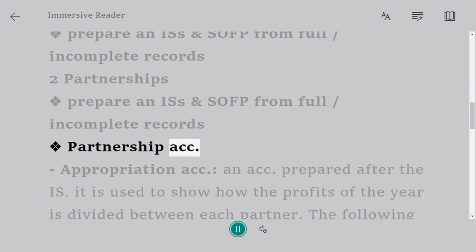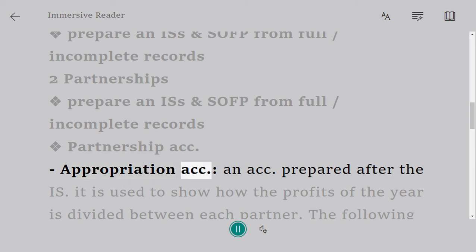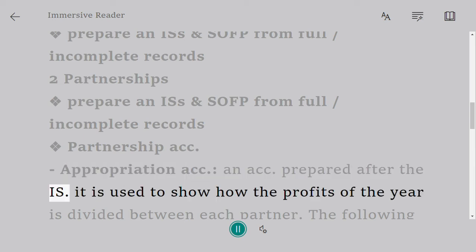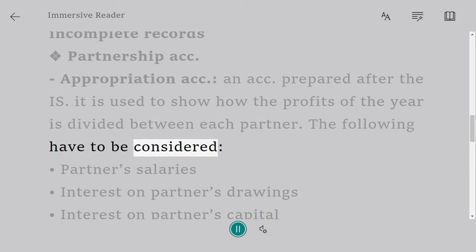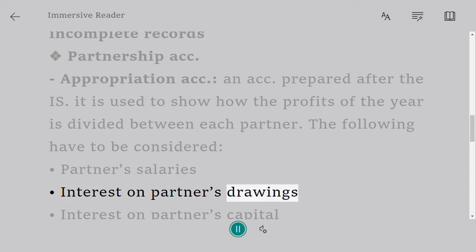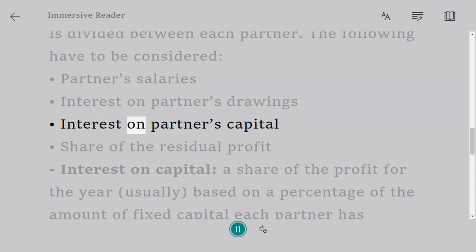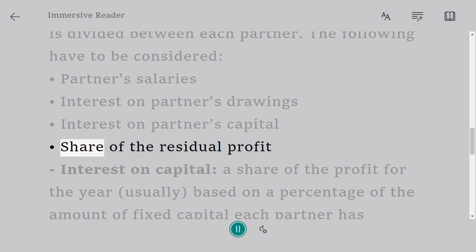Partnership accounts. Appropriation account, an account prepared after the IS. It is used to show how the profits of the year are divided between each partner. The following have to be considered: partners' salaries, interest on partners' drawings, interest on partners' capital, share of the residual profit.